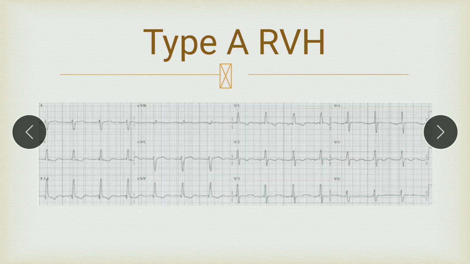Coming to the types of RVH, there are 3 types of RVH: type A, type B, and type C. We have seen that right axis is a must for almost all the RVH. Apart from the right axis, there will be dominant R in V1. If there is dominant R in V1, the S wave will be dominant in V6. These are the normal things that we have seen previously. So type A RVH, here the patient will be having right axis, the dominant R and deep S. So all the classical findings will be seen in case of type A RVH.